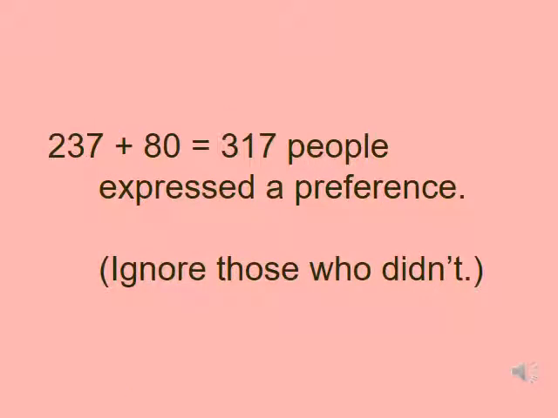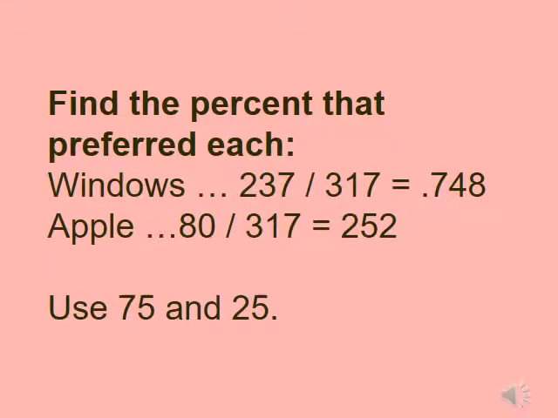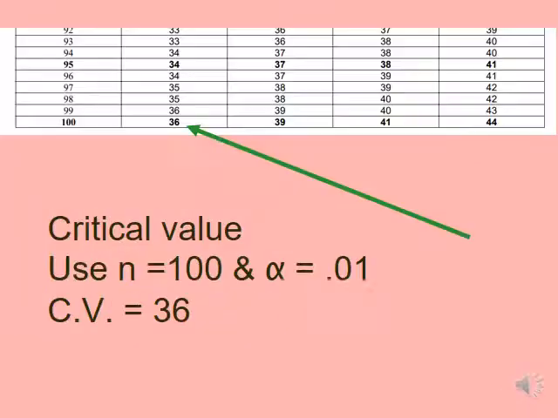I just add up Windows plus Apple, and I get a total of 317. That's my total number of people that were in this sample. And now what I'm going to do is use that to figure out the percent of people that preferred Windows and the percent that preferred Apple. And I do that just by taking the numbers and dividing by 317. So basically 75% preferred Windows, 25% preferred Apple, and those are the numbers we're going to use for this test.